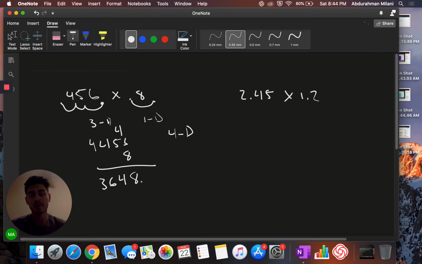So we still have our decimal place that's all the way at the end. We're going to have to move that 4 times to the left now. So 1, 2, 3, and 4. So our answer is 3,648. There we go. Just keep that decimal right there.